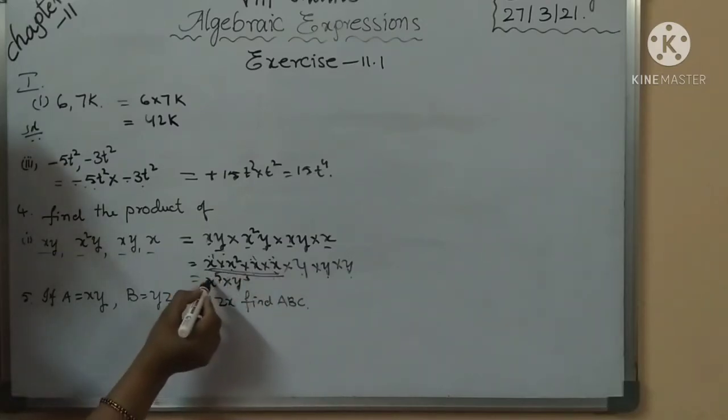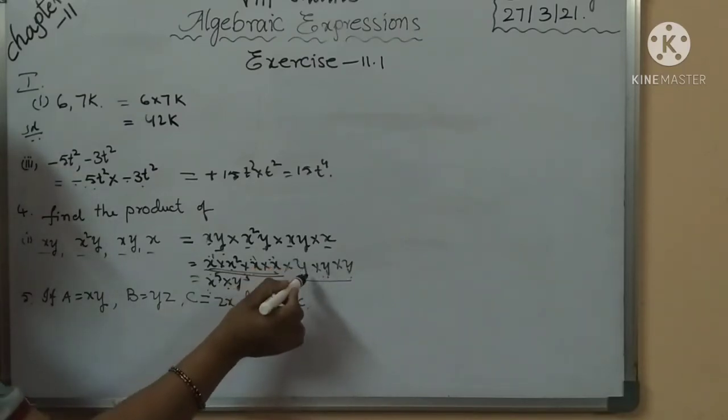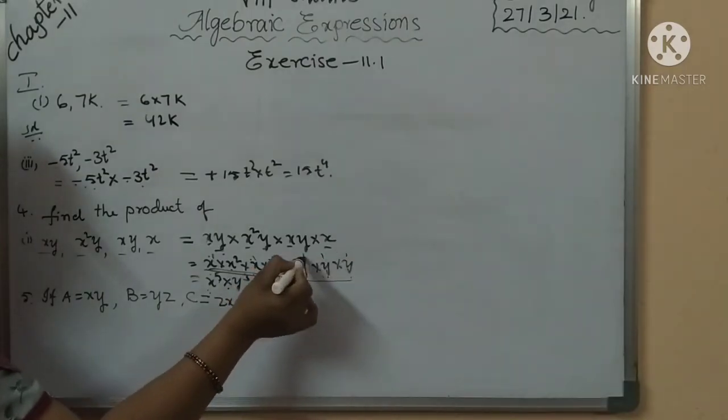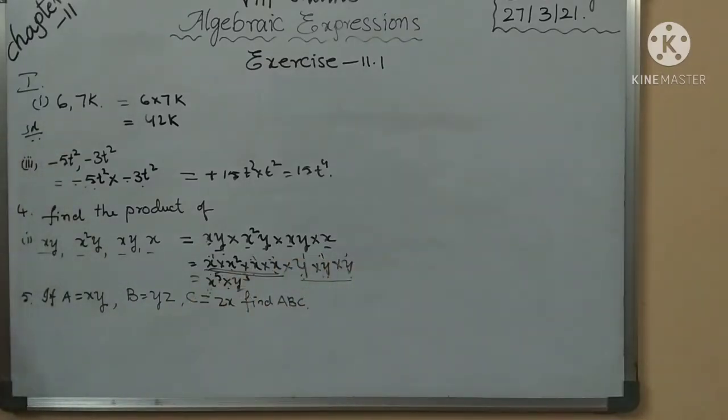The bases are same. So x power 5 into y. Here 1, 2, 3, three y's with same base. So powers are adding: 1 plus 1 plus 1, 1 plus 1 is 2, plus 1 is 3. So the answer is x power 5 into y power 3. Understood, children?